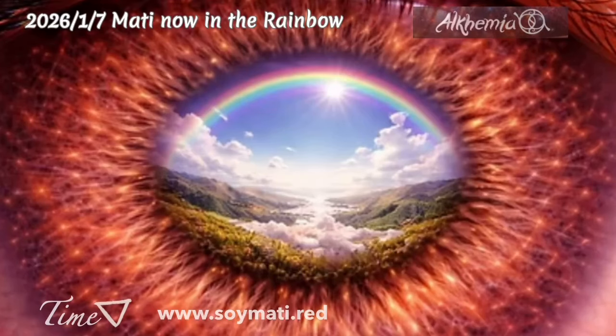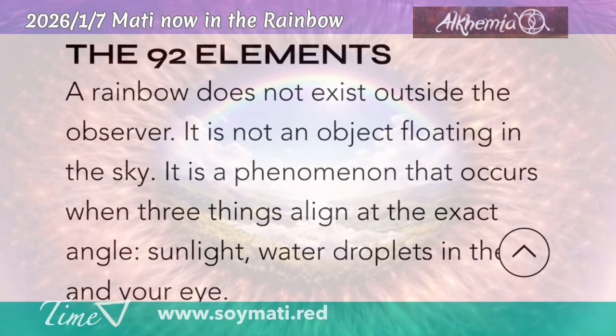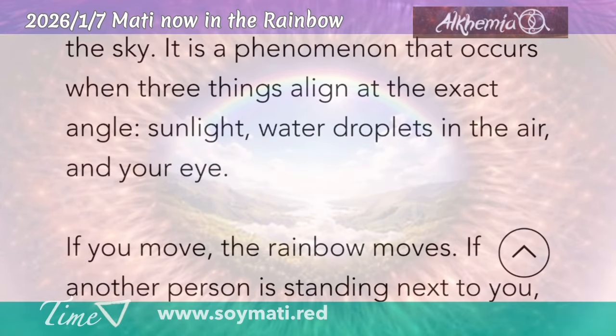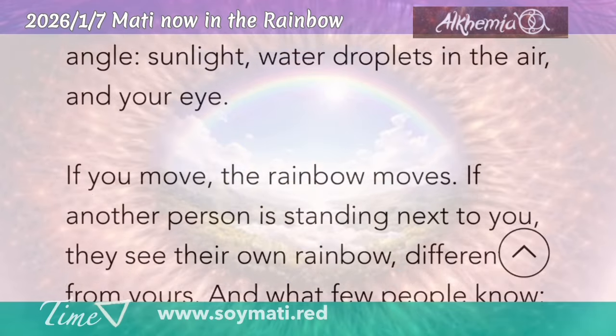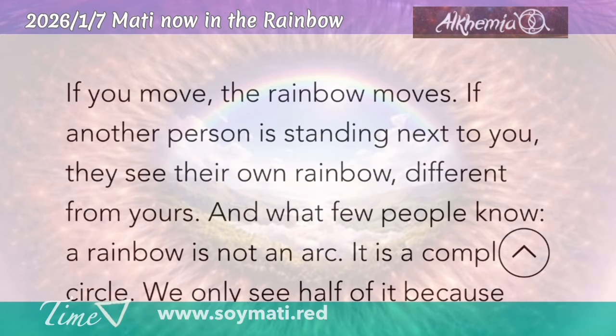Matter in the rainbow. The 92 elements. A rainbow does not exist outside the observer. It is not an object floating in the sky. It is a phenomenon that occurs when three things align at the exact angle: sunlight, water droplets in the air, and your eye. If you move, the rainbow moves.